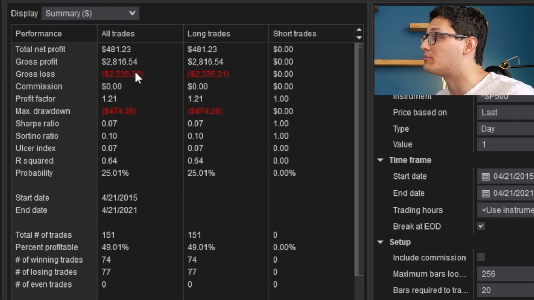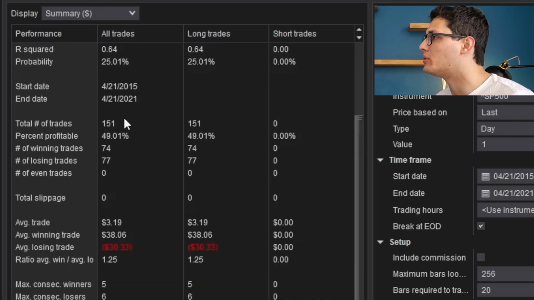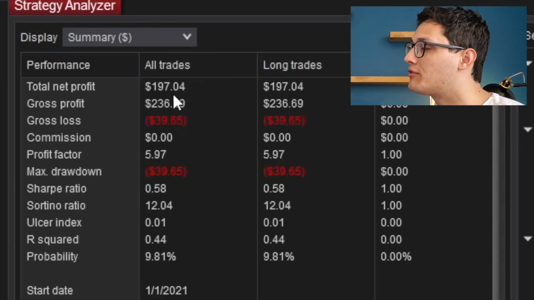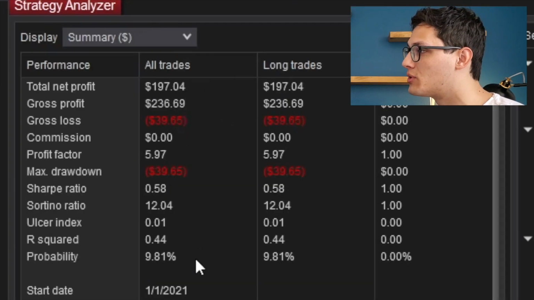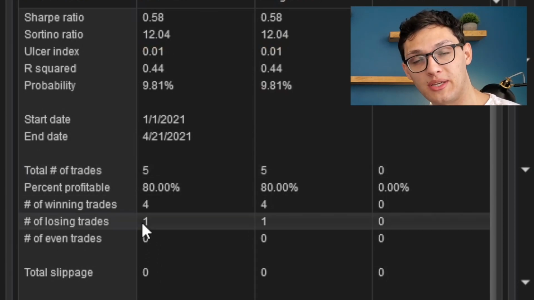So now let's change this to look at a 15-year period, similar to what we did with MSRT. Over a 5-year period, our total profit was $481. In total, we made 151 trades, and on average we were actually losing. Now let's just try one more thing. Let's see how much this would have made us in 2021, starting from January 1st up until now. If we run that, we get a total profit of $197.04 off of 5 trades, with 4 of those being winning trades and 1 of those being losing trades.